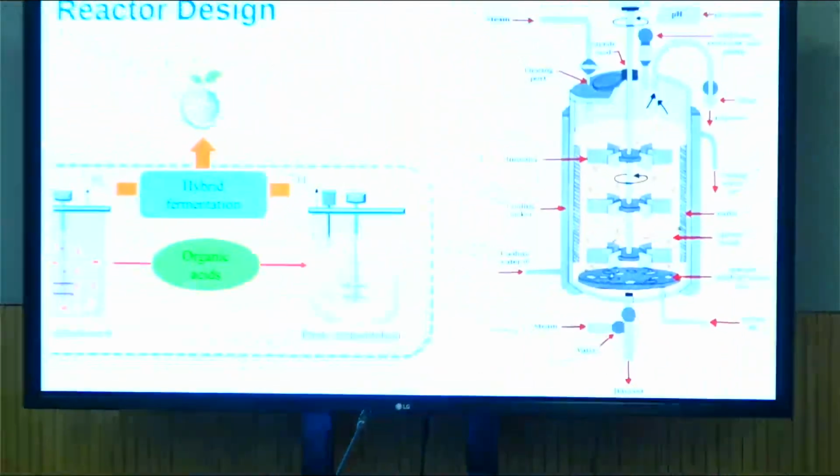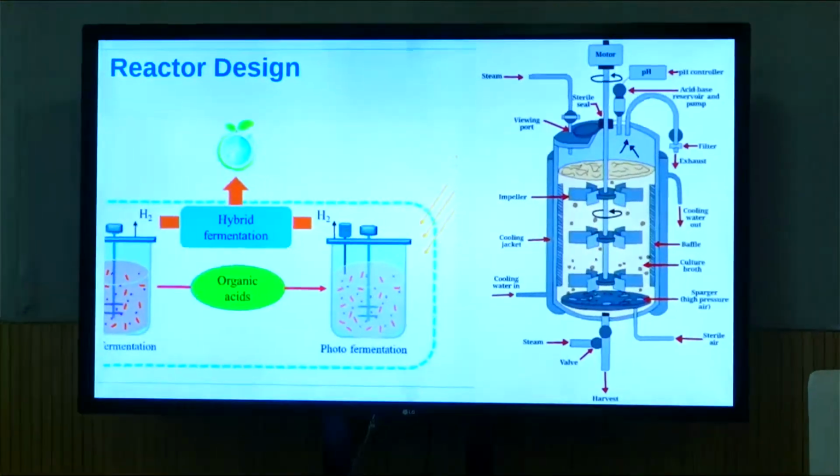And now I would like to explain the reactor type. So every bioreactor has something like this. We have an agitator which continuously spins. So what is the use of this agitator? It basically helps to maintain uniformity over the sludge. And that's a schematic diagram of the integration of photo and dark fermentation where we get hydrogen.